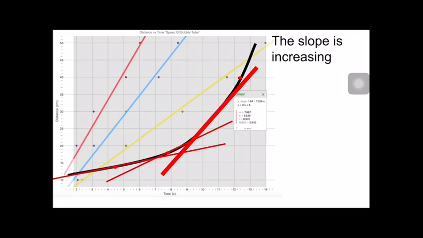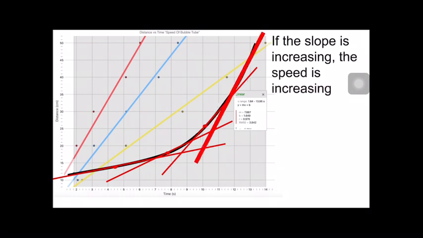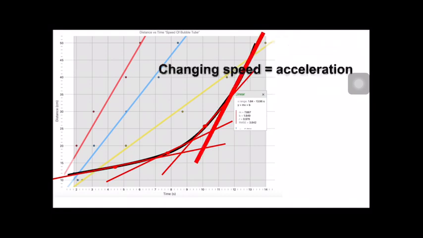If we look at the next point, the slope is a little bit steeper, which means the speed is greater. If we look at the next point, the slope is greater, which means the speed is greater. So if the slope continues to increase, when we have a line that's curved upward like that, the speed is increasing. So if our slope changes, that means our speed changes. And if our speed is changing, that's what we call acceleration. The definition of acceleration is a change in speed or velocity.